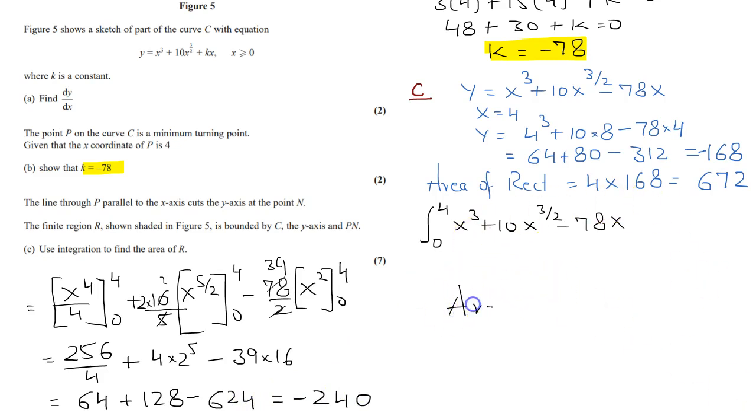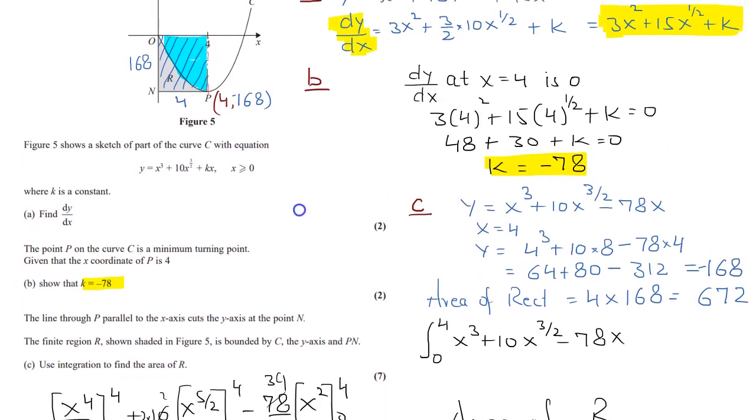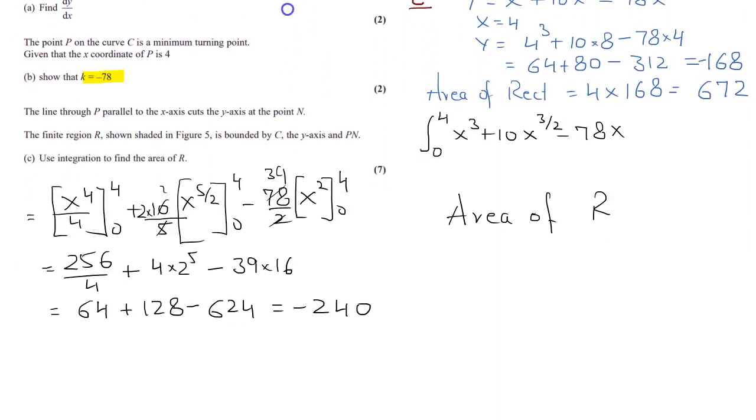So the area of shaded region is negative, as it's under the x-axis. Area of R will be, our area was 4 multiply 168 minus 240, that is 672 minus 240. So that will be 432.